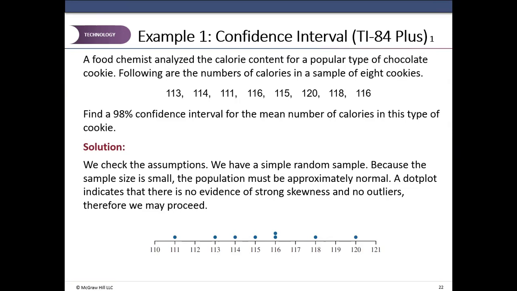First, press second, then the plus button on top of the enter button at the bottom right corner. Then number 4 is clear all lists, hit enter, done. Then stat, 1. In L1, we are going to enter these numbers: 113, 114, 111, 116, 115, 120, 118, 116. So 1, 2, 3, 4, 5, 6, 7, 8.